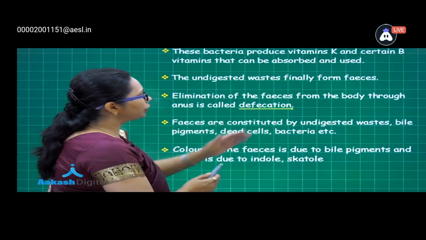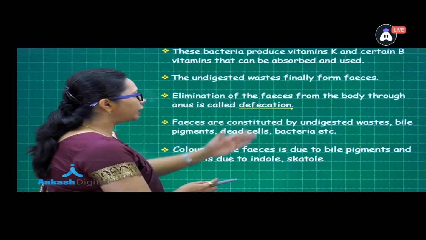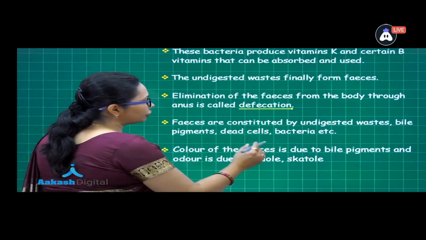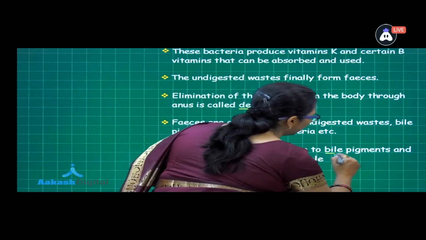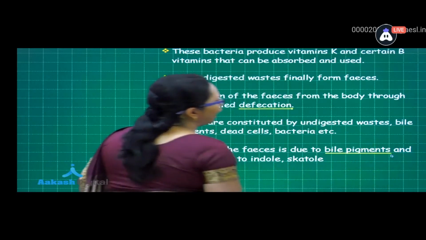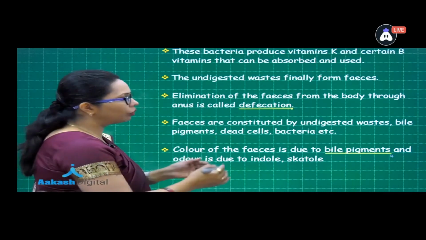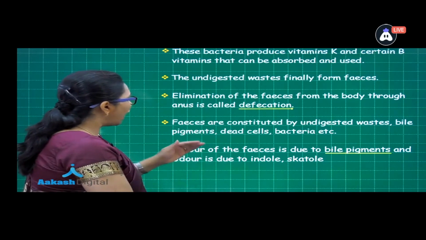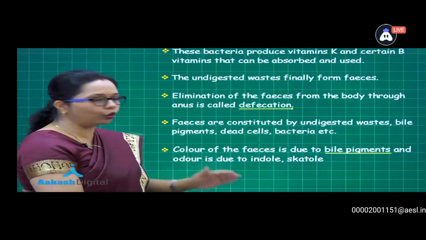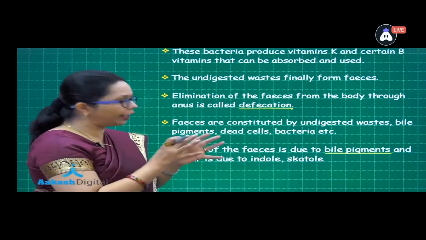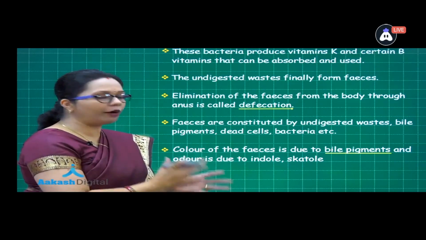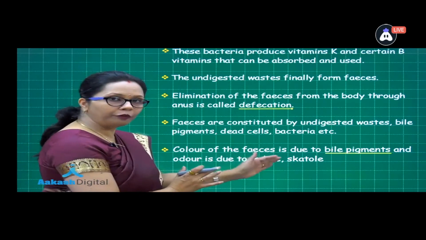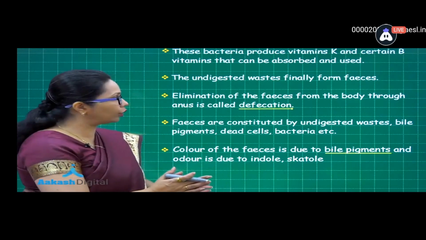These feces are constituted by undigested waste, which contains bile pigments, some dead cells and bacteria. The color of the feces is due to the bile pigments. If you remember the bilirubin that we had discussed, in the intestine by bacterial action it gets converted into stercobilin, and it is this stercobilin which gives the color to the feces. And the odor is due to indole and scatole, which are formed during the hydrolysis of tryptophan, one of the amino acids. When that tryptophan is finally broken down, some of these products like indole and scatole are formed.